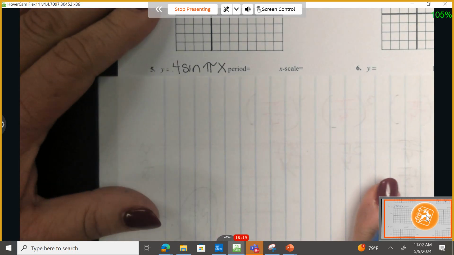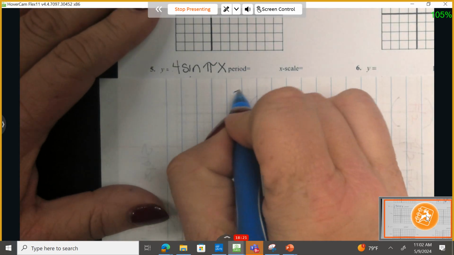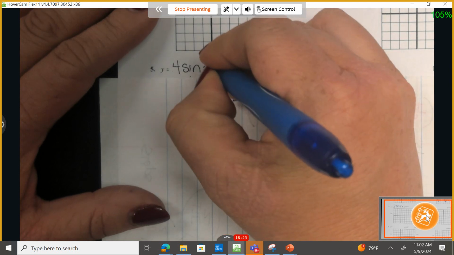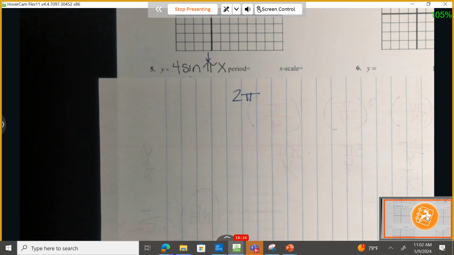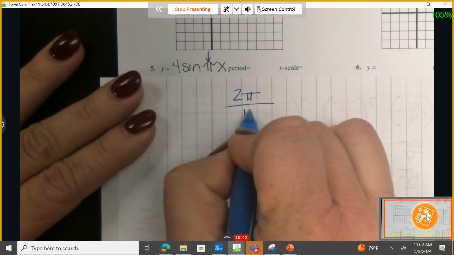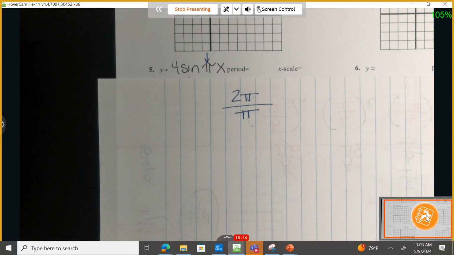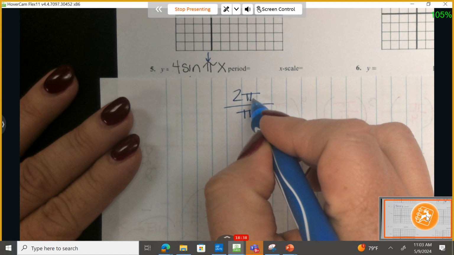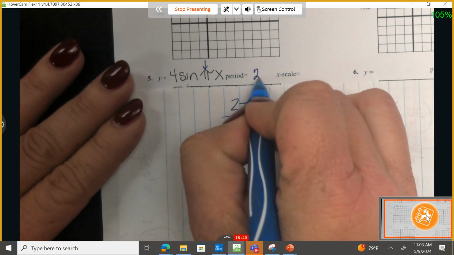So to figure out the period length, we always take 2 pi and we divide it by whatever is in front of the x. Now we're used to seeing a number, or maybe even a hidden number like 1. This time, what do we see in front of the x? A pi. Now, how can I simplify 2 pi over pi? How does it simplify? What happens to the pi's? They cancel out, and I'm left with simply 2.